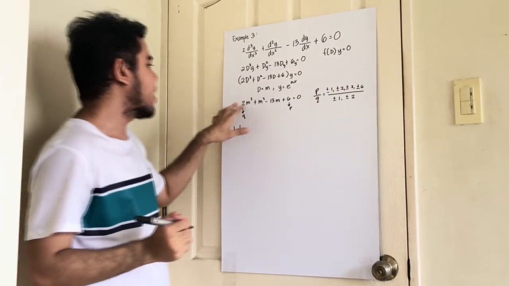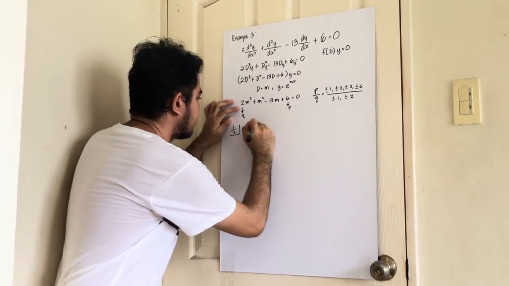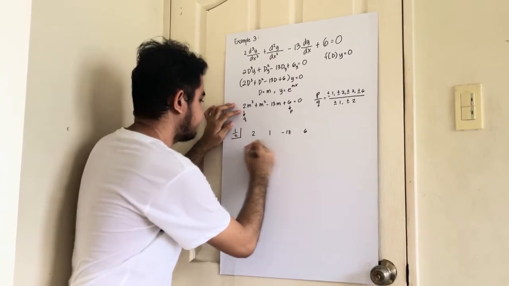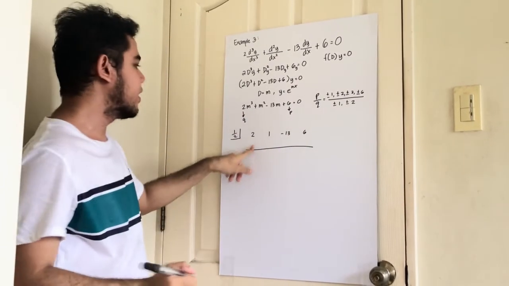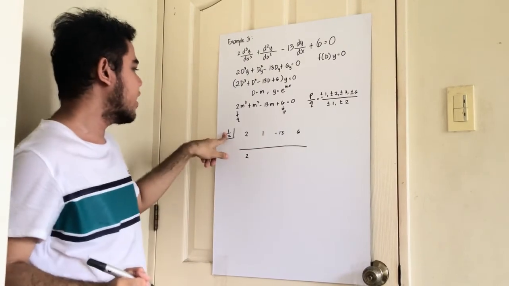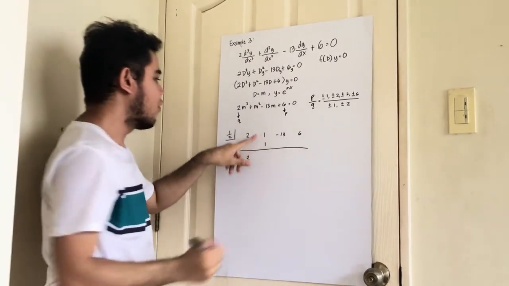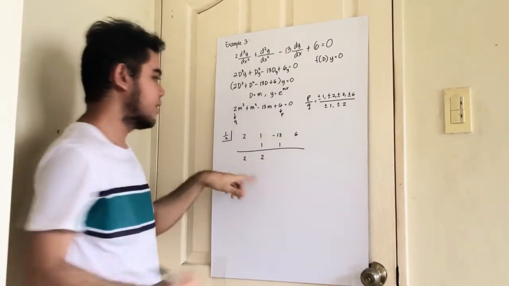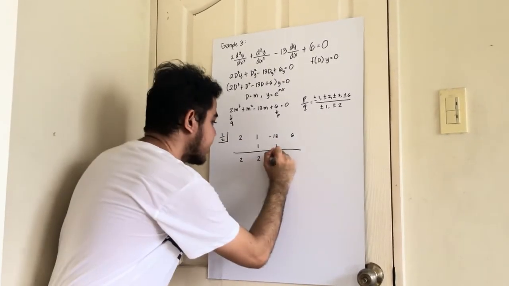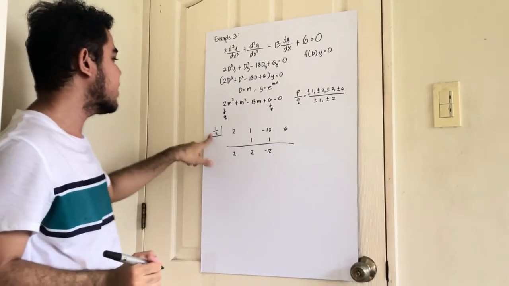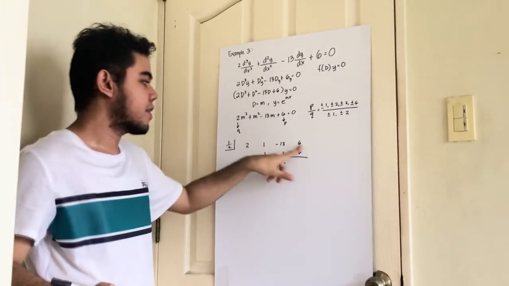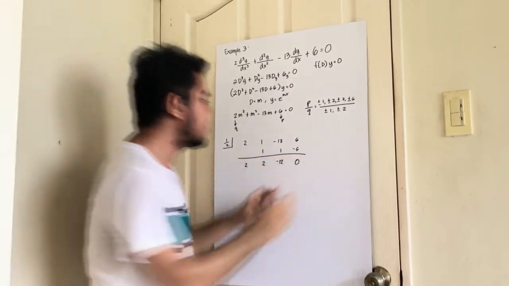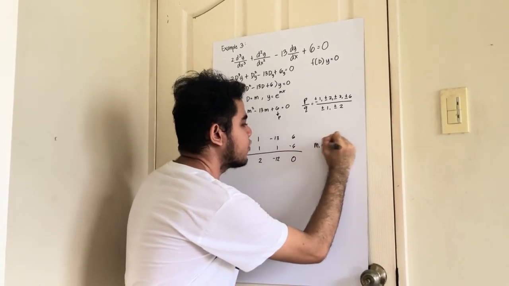Then, copy the coefficients which are 2, 1, negative 13, and 6. Then, bring down 2. 2 times 1/2, that's 1. 1 plus 1 is 2. 2 times 1/2 is 1. Negative 13 plus 1, which is negative 12. And negative 12 times 1/2 is negative 6. 6 plus negative 6, which is 0. Therefore, our root number 1, m1, is equal to 1/2.